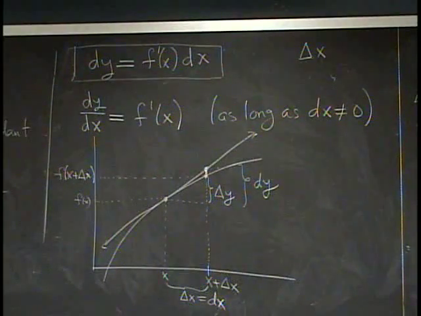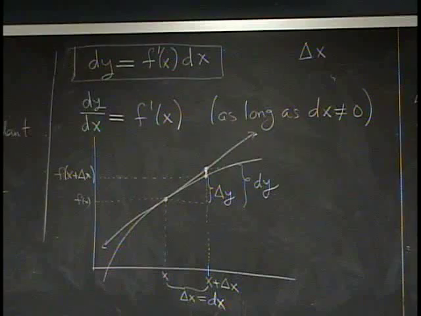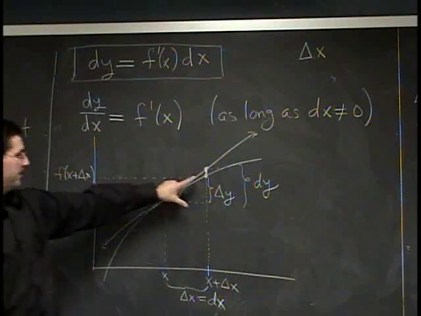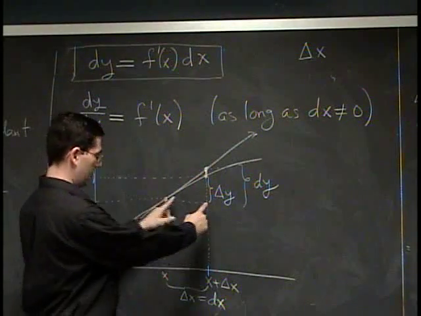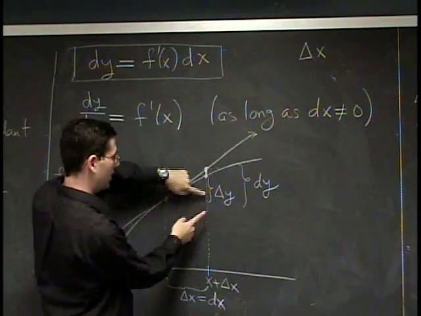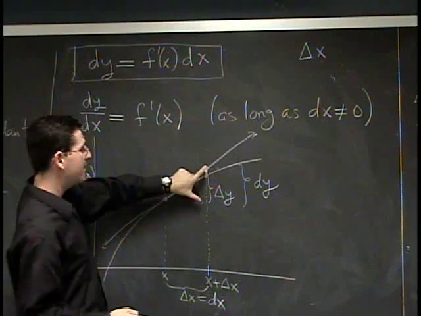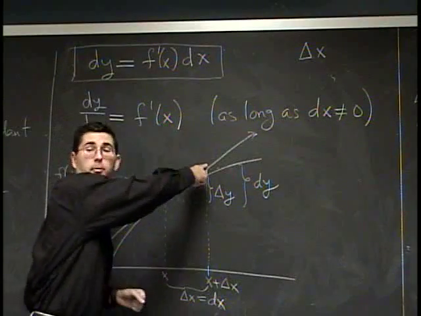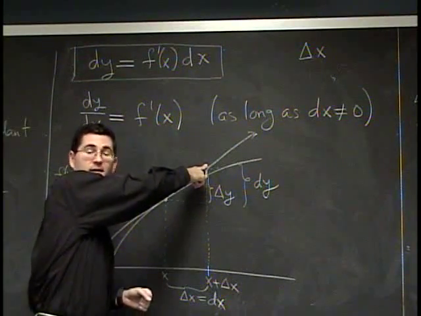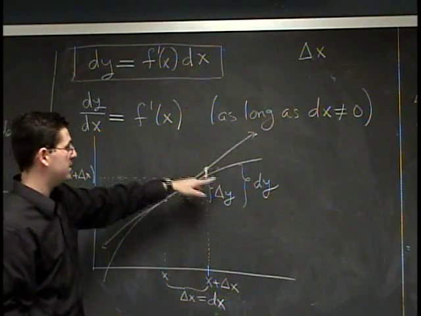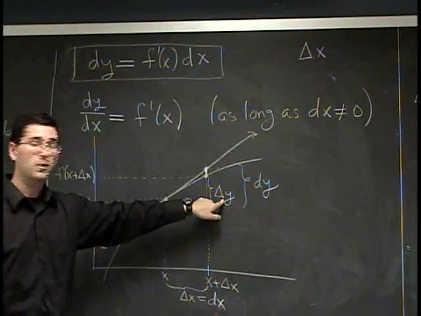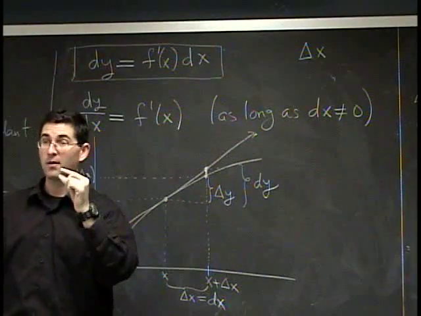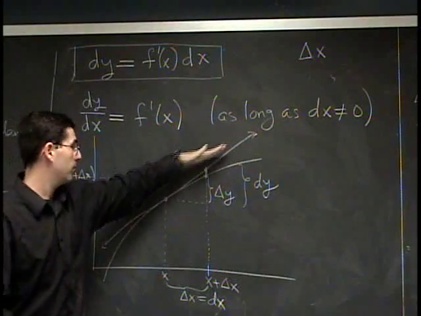So that's my dy. Get everything right? Yeah. Okay, so dy is how much the y value changes not on the curve, but on the linear approximation. Right? So the difference between dy and delta y is your error. That's how far off your approximation is.